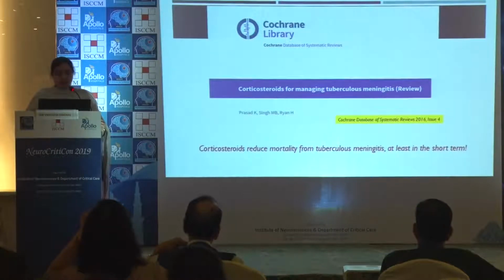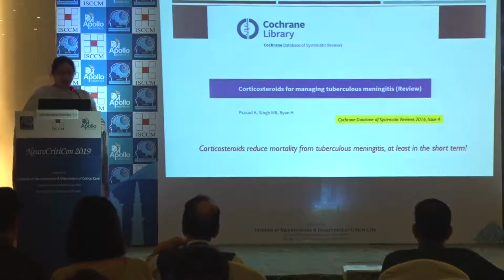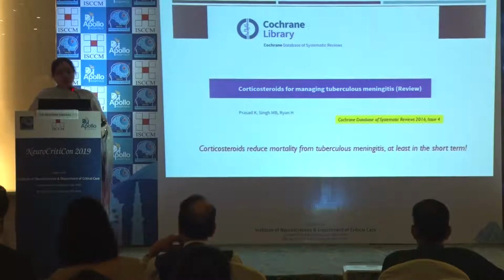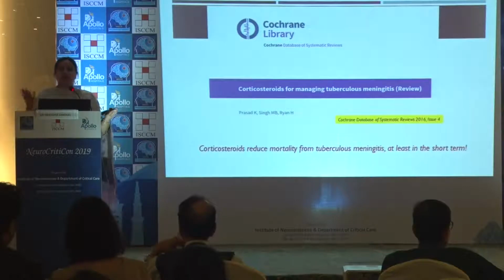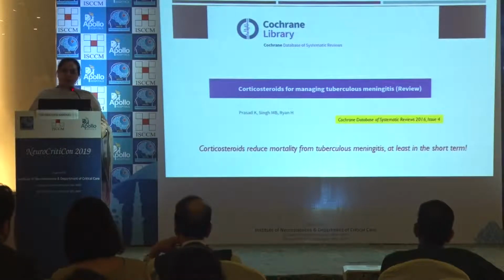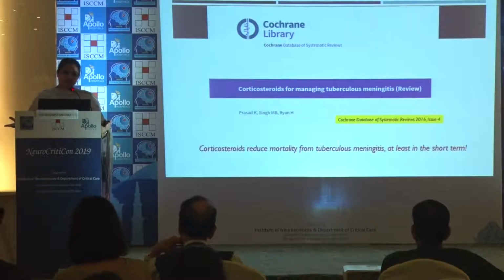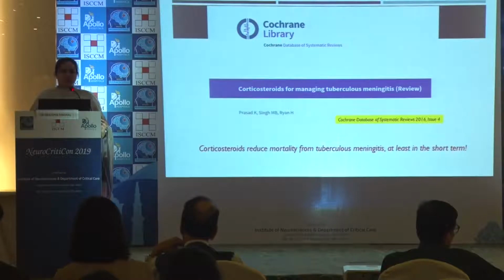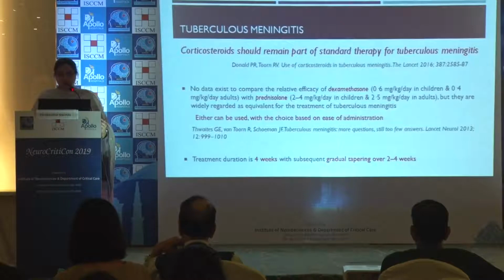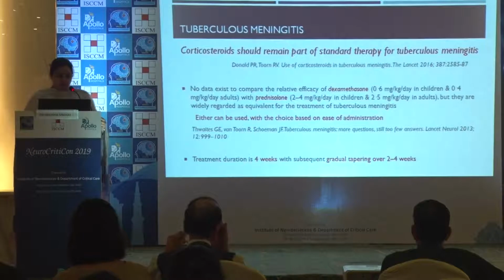For TBM, another Cochrane review, 2016, for managing tuberculous meningitis: corticosteroids reduce mortality from TBM at least in the short term. The clear-cut rationale for using steroids in TBM is to reduce cerebral edema. TBM may be complicated by cerebral edema, raised ICP, vasculitic infarcts, hyponatremia, and so on and so forth. There are n number of complications that occur with TBM. So cerebral edema is helped by the administration of steroids. They should remain part of standard therapy, and this has been published in Lancet 2016.